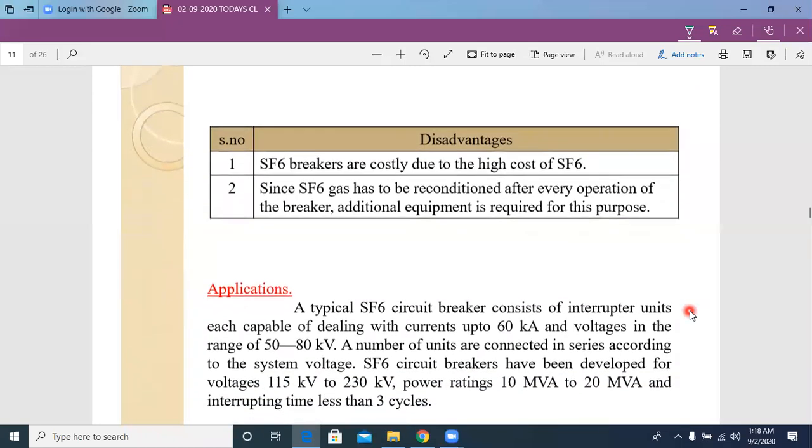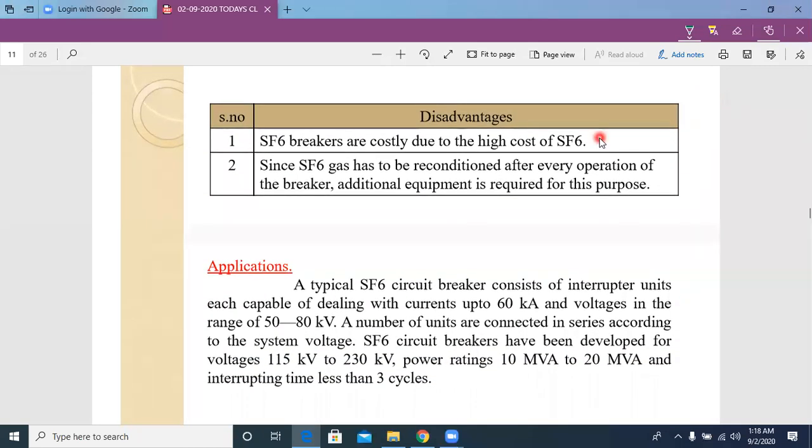Now disadvantages. SF6 gas is a costly gas. That is the first disadvantage. And next, SF6 gas has to be reconditioned after every operation of the breaker. We always need to keep SF6 gas moisture free. That's why we need to recondition it after every operation of the breaker. Additional equipment is required for this purpose. These two are the disadvantages of SF6.